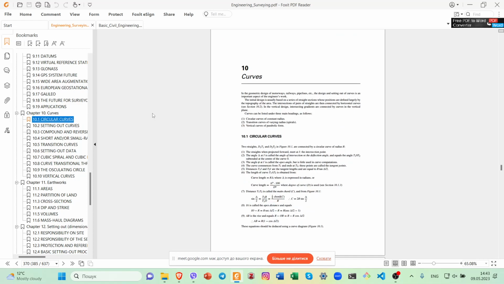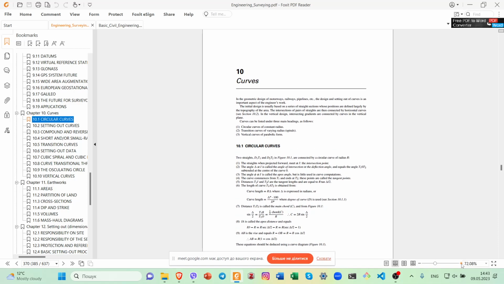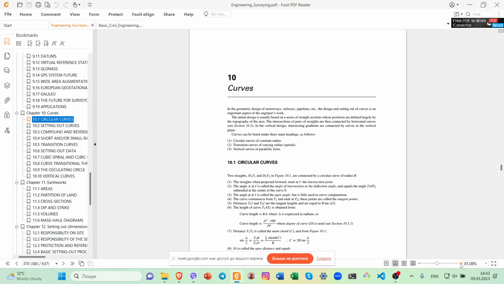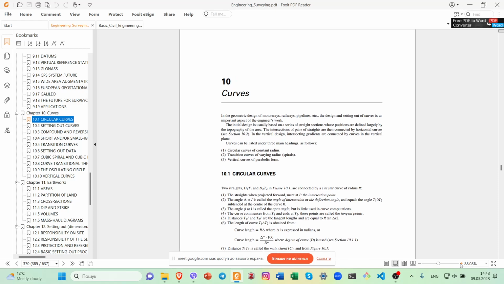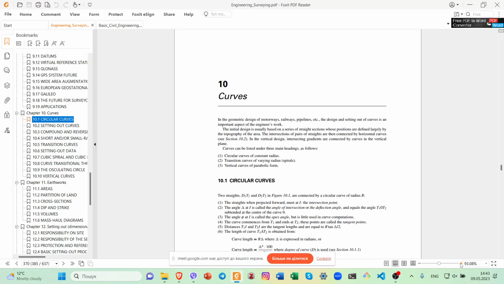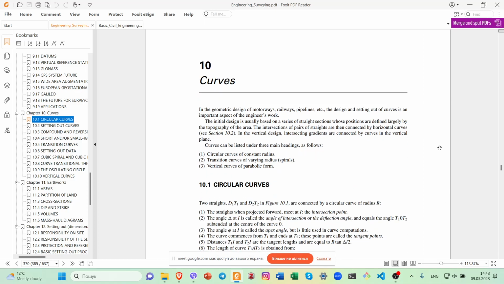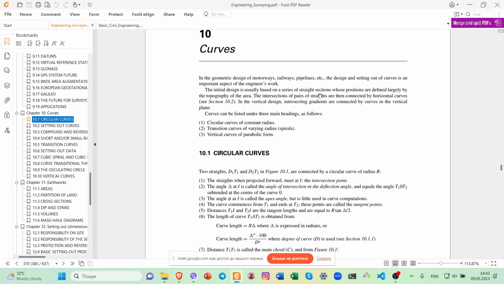What does it mean? In the vertical design, intersecting gradients are connected by curves in the vertical plane.